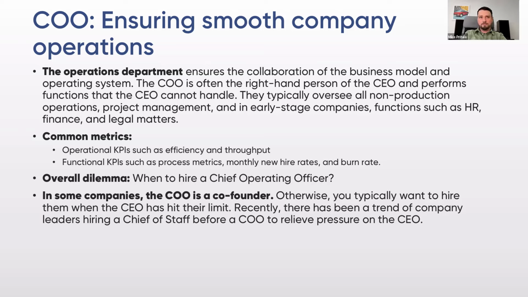They can lead non-production operations, manage projects, and in the early stages, they might even manage human resources, finance, and legal. Metrics include various operational key performance indicators, production efficiency, and functional key performance indicators. They can be diverse. A common dilemma is when to hire them. It's better to hire them early. Sometimes the chief operating officer can even be a co-founder. That happens too. Next is the person responsible for the product.